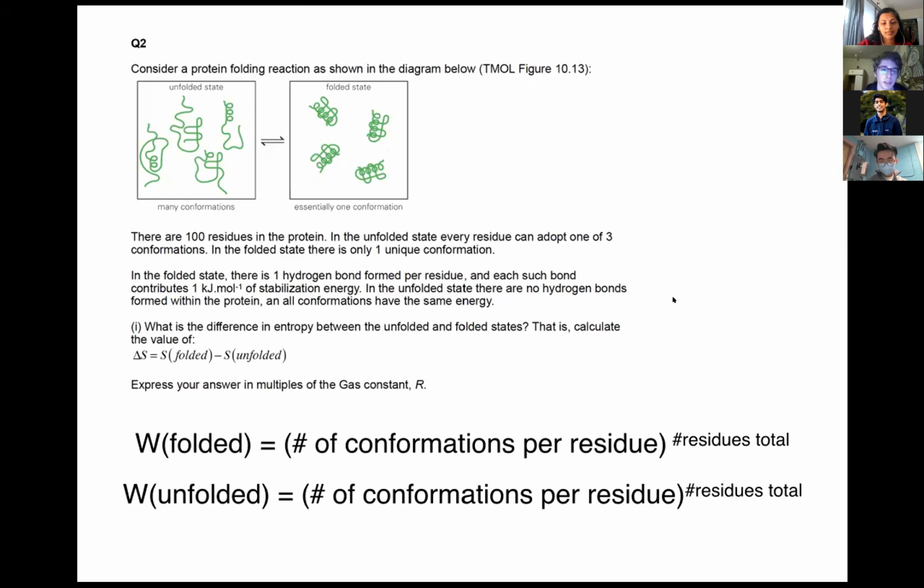So the first part of the question is asking for the change in entropy. We can start by looking at the multiplicities for both the folded and unfolded protein. That would be the number of conformations per residue to the power of the number of total residues. So for the folded protein, there can only be 1 conformation per residue because there's only 1 unique conformation, which is given. But for the unfolded multiplicity, there's 3 per residue and 100 total residues. So it would be 3 to the power of 100.